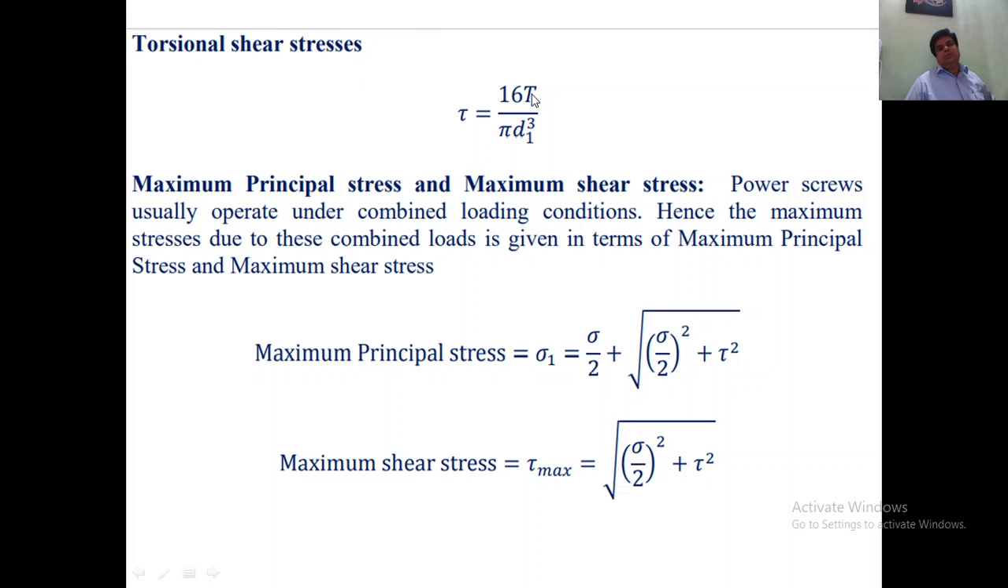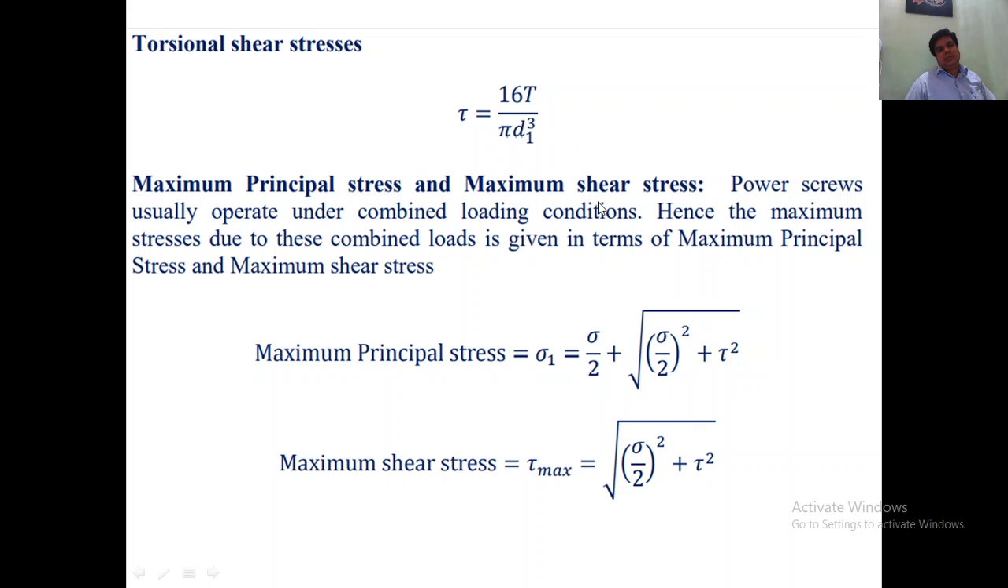Again, the torsional equation. All of you know, from mechanics of materials, you have learnt about torsional shear, or the torsional equation: T by J is equal to tau by R. Tau is nothing but the shear stress. J is the polar moment of inertia, which is pi d to the power 4 by 32, and R is nothing but d by 2. If you reduce that, you can directly calculate the shear stress due to torsion. So it's basically the torsion equation, T by J is equal to tau by R.